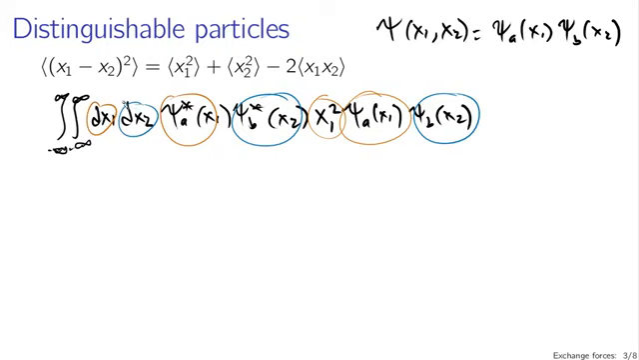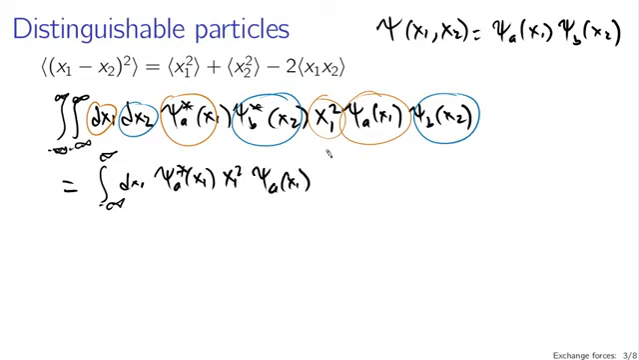The terms that are functions of x1 don't depend on x2, so I can pull them out of the x2 integral, which means I can split this integral up overall. This is going to be equal to the integral from minus infinity to infinity dx1 of psi a star of x1, x1 squared, psi a of x1. And my integral dx2 is going to look very similar, minus infinity to infinity dx2, with my terms that are functions of x2 in them. Psi b star x2, psi b of x2.